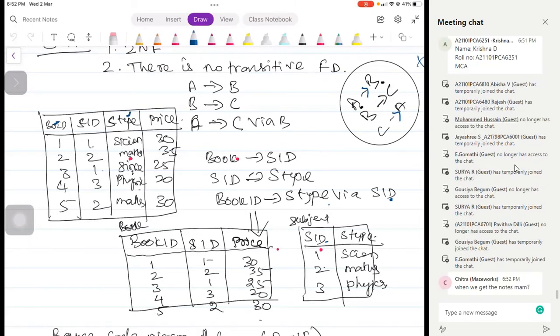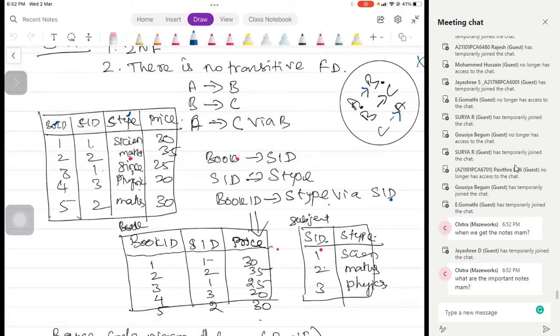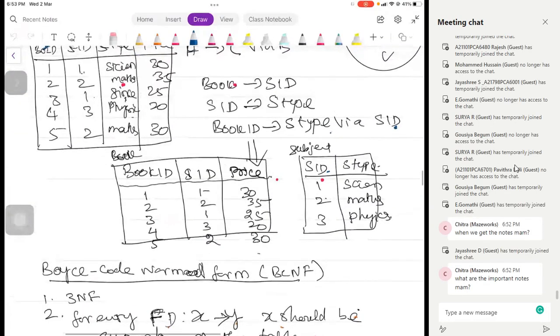That should be functionally dependent on book ID, even though the subject ID should have more than one attribute, isn't it? So why I'm saying is, in a book ID there are so many science books, so many physics books, so many maths books are there. So even though you should have subject ID should have a unique subject type. Are you clear? Don't get confused. So this example is very clear for you.